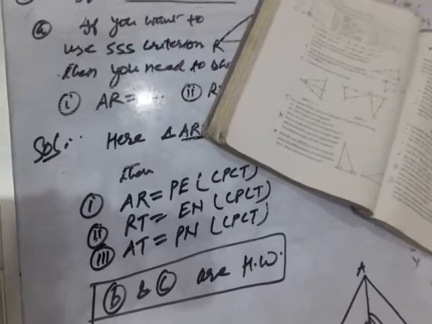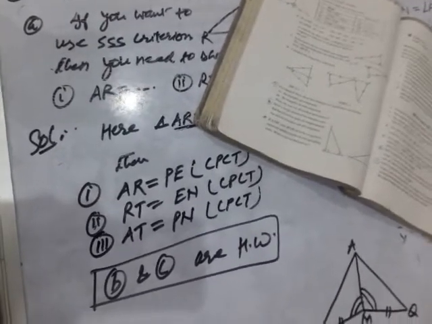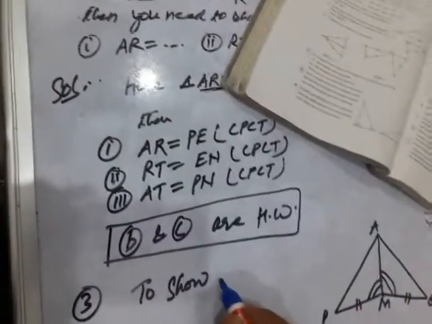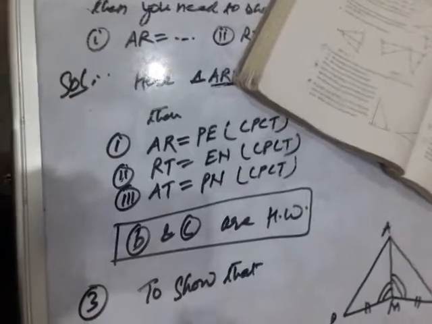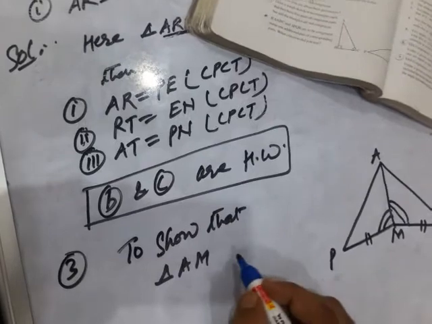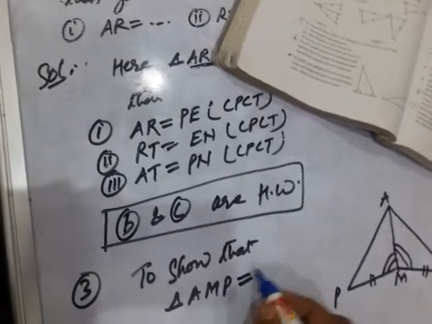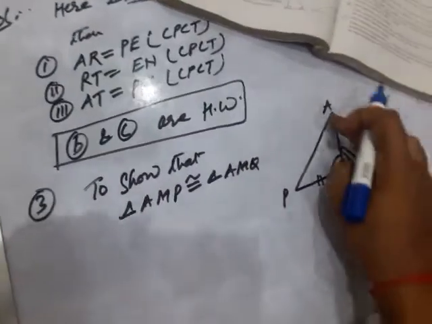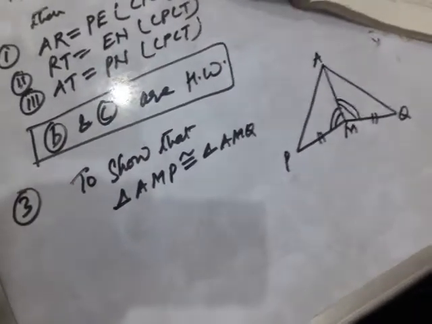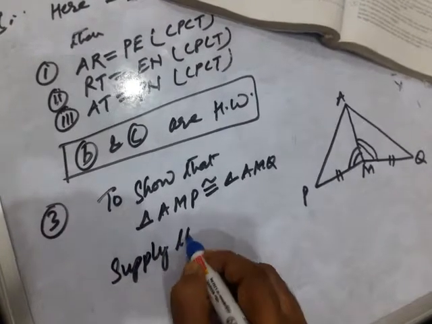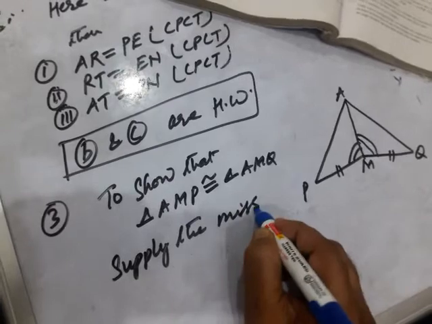Children, you have to show what is given. To show means you have to prove. To show that triangle AMP is congruent to triangle AMQ. Clear? In the following proof, supply the missing reasons.